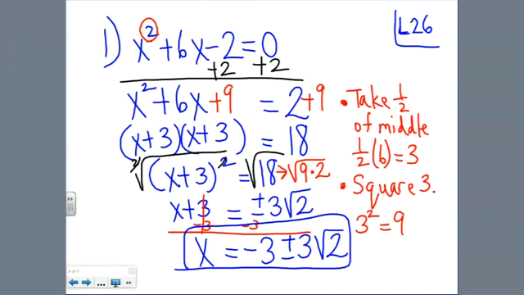Again, if you have a radical in your answer or an imaginary or odd part, then you can leave it as this combined answer. You don't have to split it up into 2 separate answers. Any questions about the first problem?